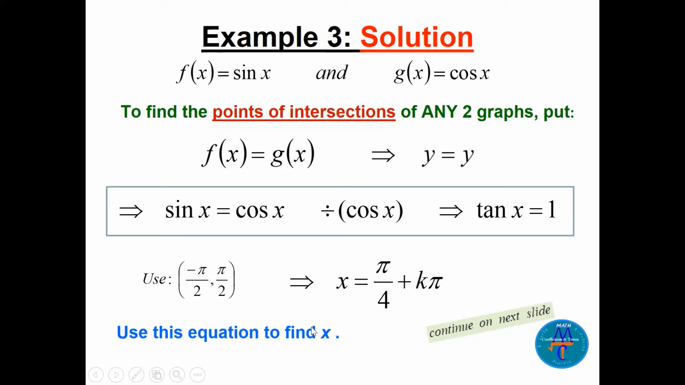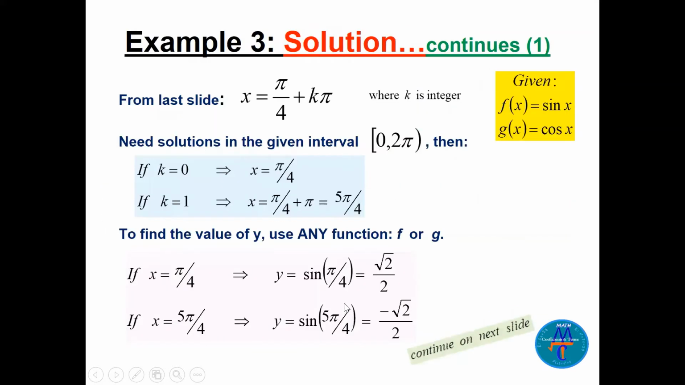So let's use this equation to find the x values. So this is the equation we got from the solution. X equals pi over 4 plus k pi.